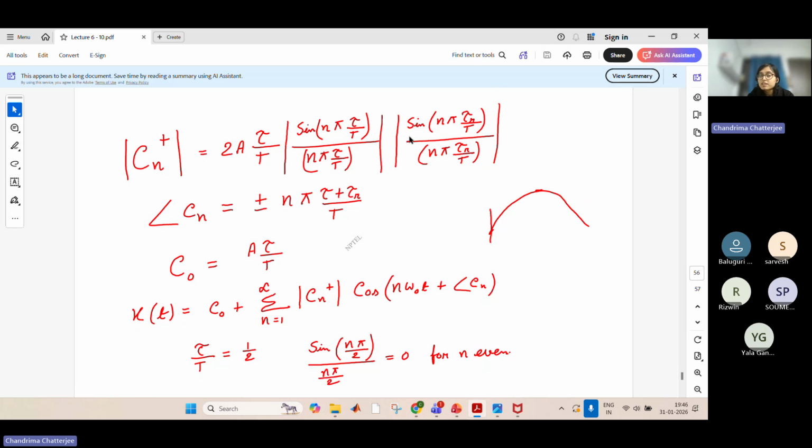This is only valid if your rise time is equal to fall time. So the rising slope should be equal to the falling slope. Then only you will get this expression. This is the magnitude, this is the phase, and this is the average of the signal. Okay, so this is the process you will have to follow.